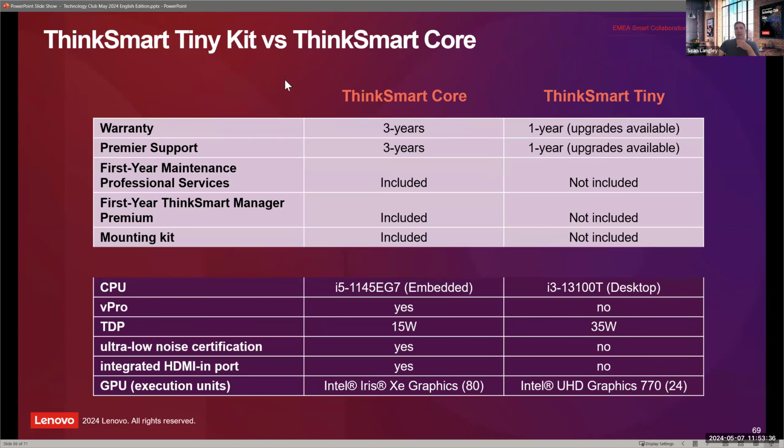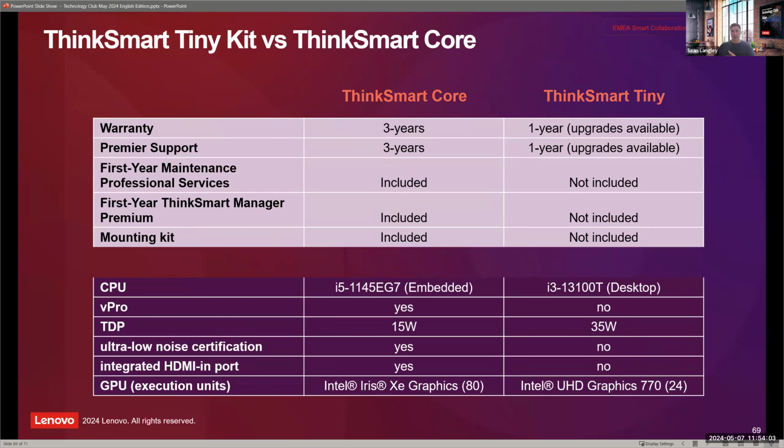So also the key differences between the Tiny and a regular ThinkSmart Core. The warranty is different. Of course, it can be upgraded, but with all of our room systems, excluding the Tiny, they come with 3 years of standard Premier support. The Tiny will only come with a 1-year warranty and 1-year Premier support, but of course that can be upgraded via different part number SKUs that can be available on order or later on down the line.